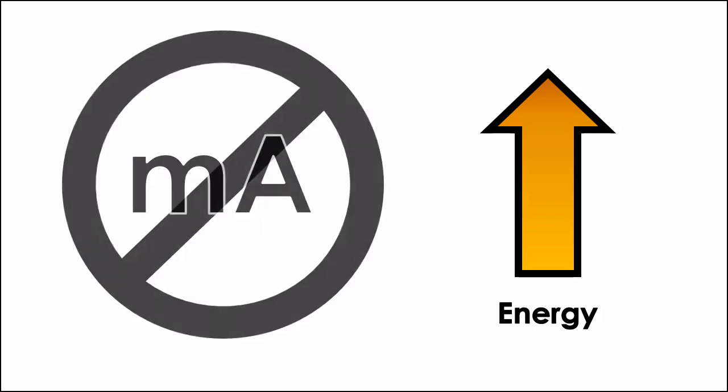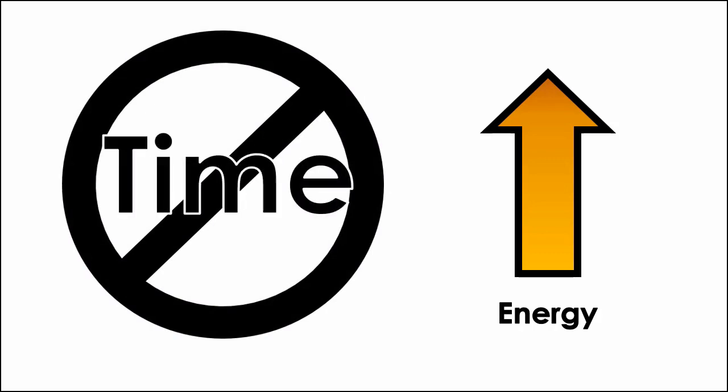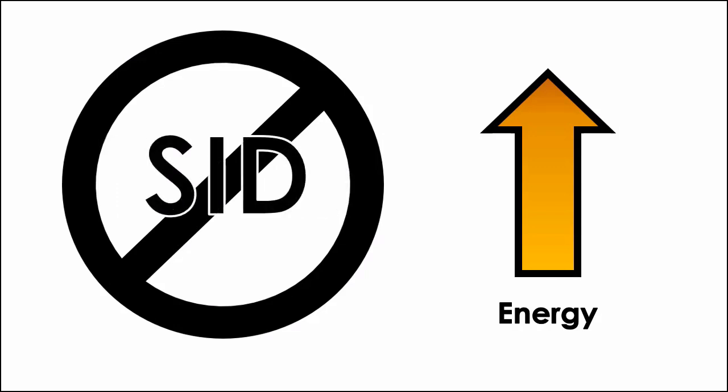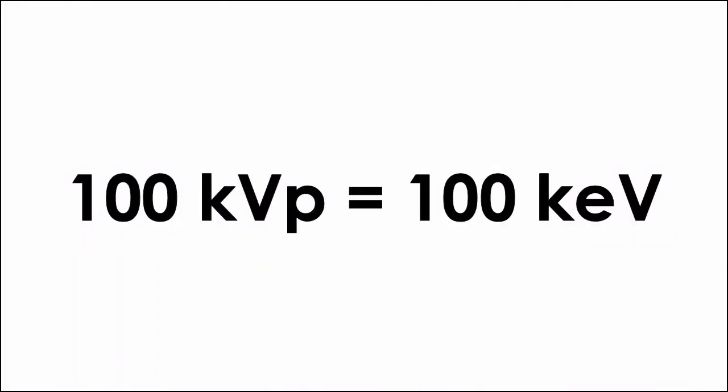The mA cannot change the energy of the X-ray beam. The exposure time does not change the energy of the X-ray beam, and the distance, or SID, does not change the energy of the X-ray beam. Only the kVp controls the maximum energy of the X-ray beam. The mathematical relationship between kVp and the X-ray beam energy is actually very simple. The kVp is mathematically equal to the maximum beam energy.